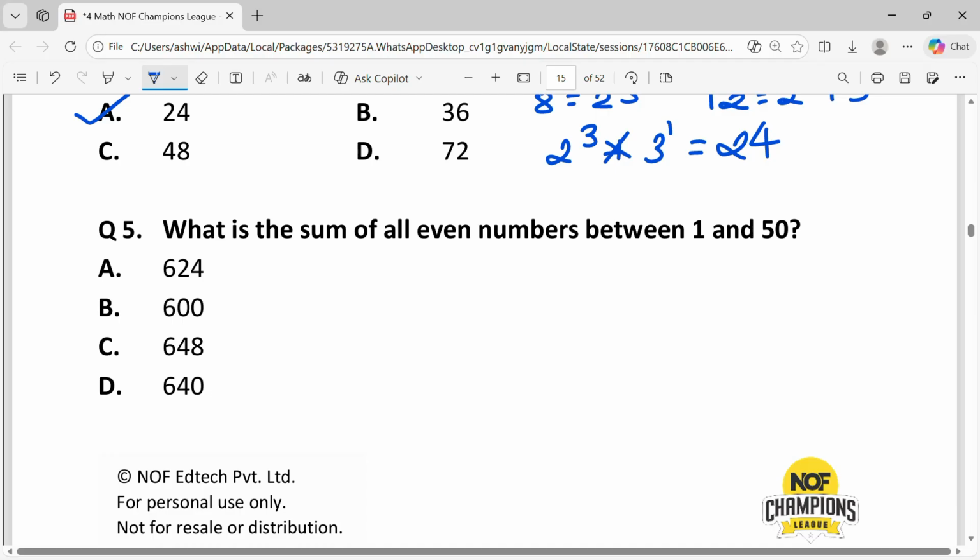Question 5. What is the sum of all even numbers between 1 and 50? The even numbers between 1 and 50 form an arithmetic progression, that is a1 is equal to 2 and an is equal to 48. The last term an is 48. The general formula for the nth term is an is equal to a1 plus n minus 1 d.